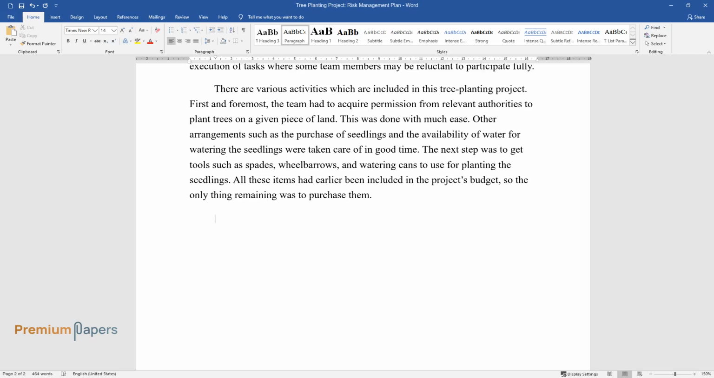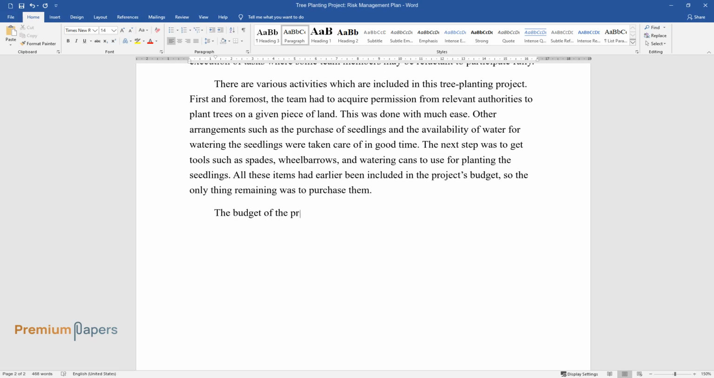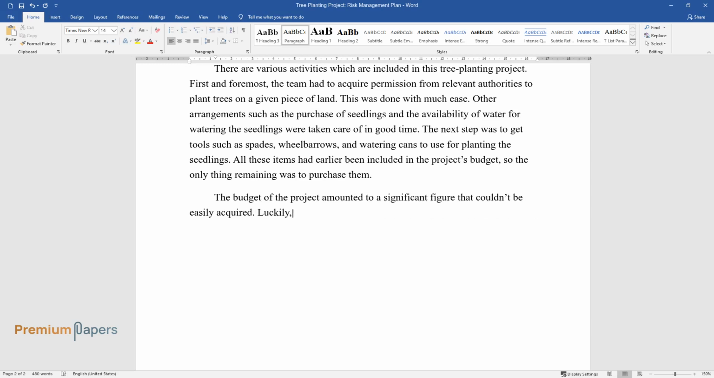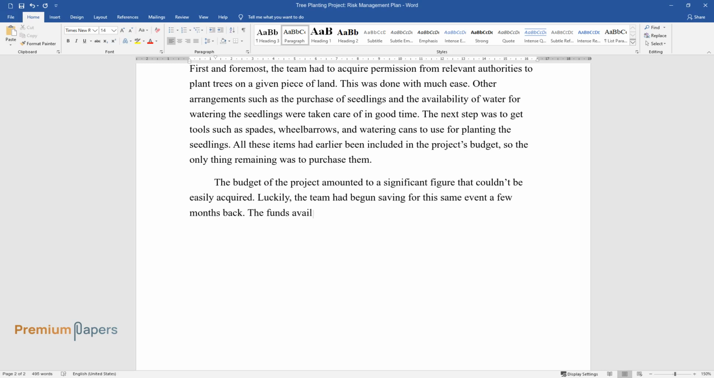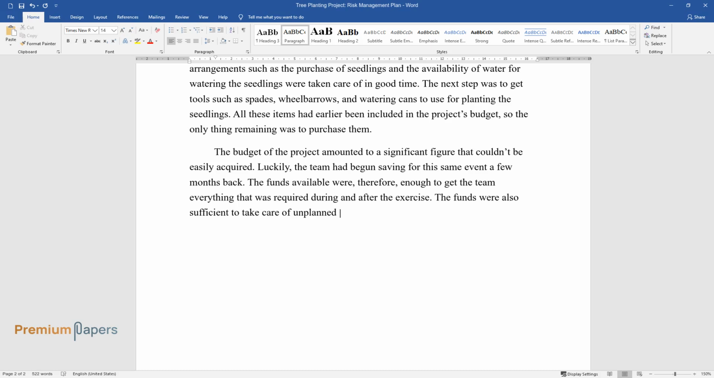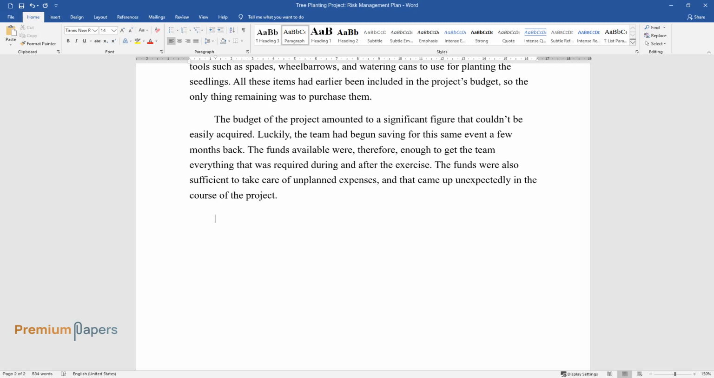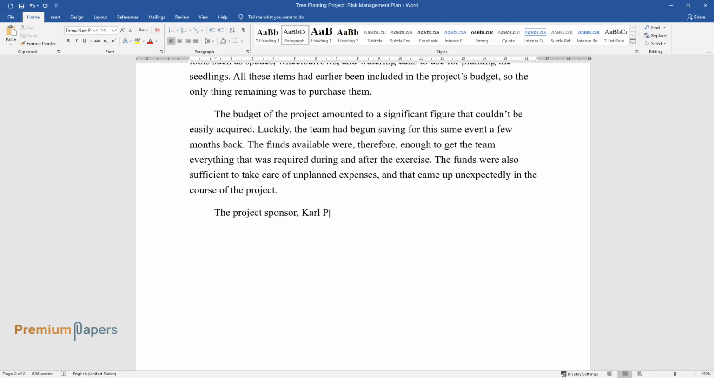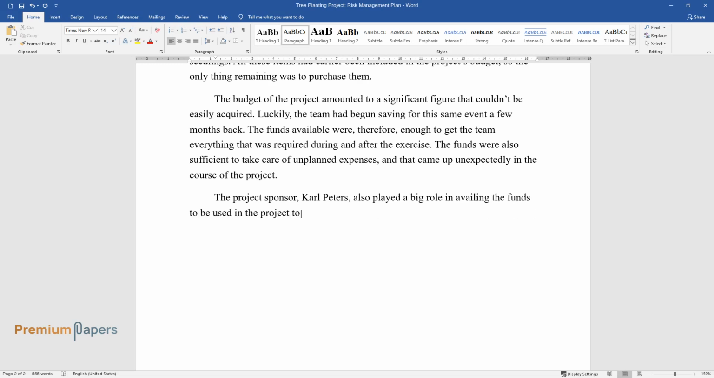The budget of the project amounted to a significant figure that couldn't be easily acquired. Luckily, the team had begun saving for this same event a few months back. The funds available were, therefore, enough to get the team everything that was required during and after the exercise. The funds were also sufficient to take care of unplanned expenses that came up unexpectedly in the course of the project. The project sponsor, Carl Peters, also played a big role in availing the funds to be used in the project to the team.